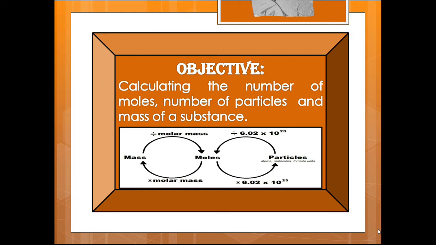Observe this diagram. Number of moles can be converted into mass by multiplying with molar mass. Mass can be converted into number of moles by dividing by the molar mass. Moles can be converted into particles by multiplying by the Avogadro number, and particles can be converted into moles by dividing by the Avogadro number, that is 6.022 × 10^23.